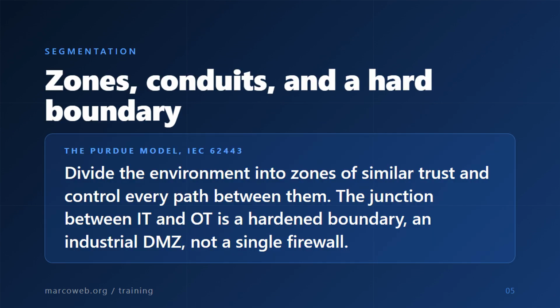The answer is segmentation. The reference model is the Purdue model, and the security principle, formalized in the IEC 62443 standards, is to divide the environment into zones of similar trust and control every path between them. The junction between IT and OT is not a single firewall but a hardened boundary, often an industrial DMZ, so no office system talks directly to a controller.